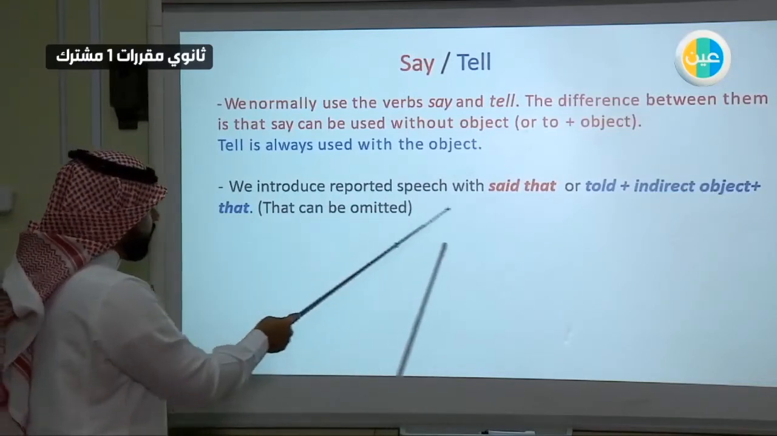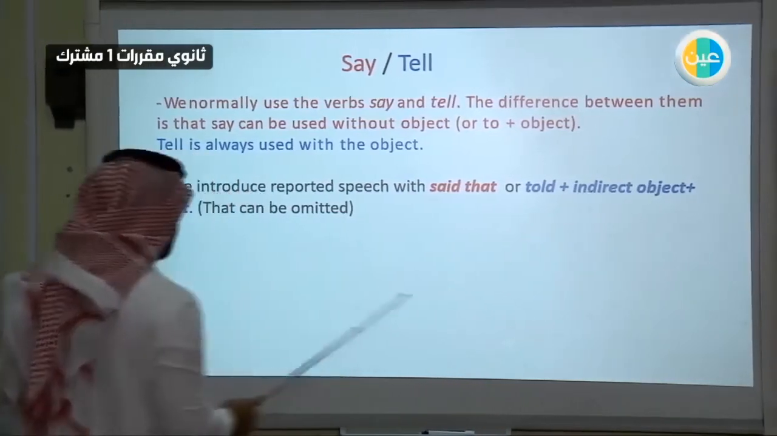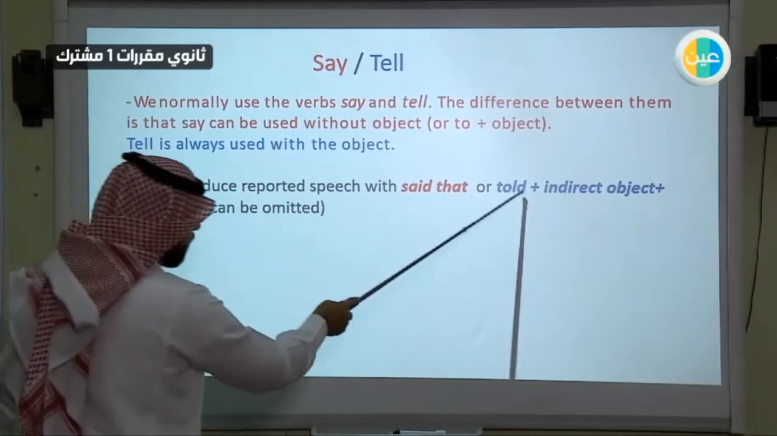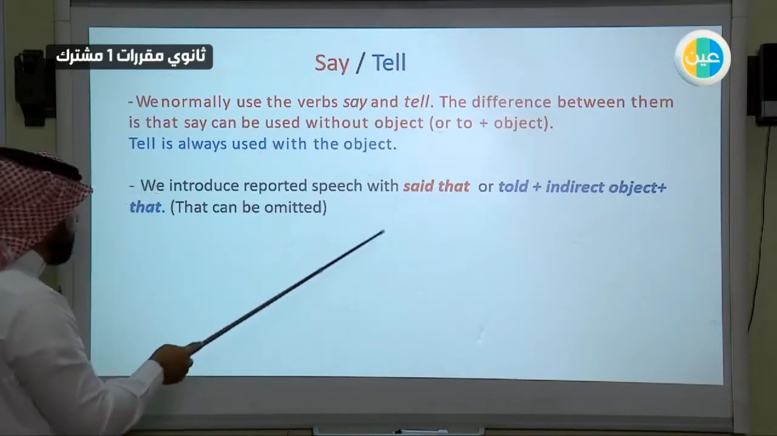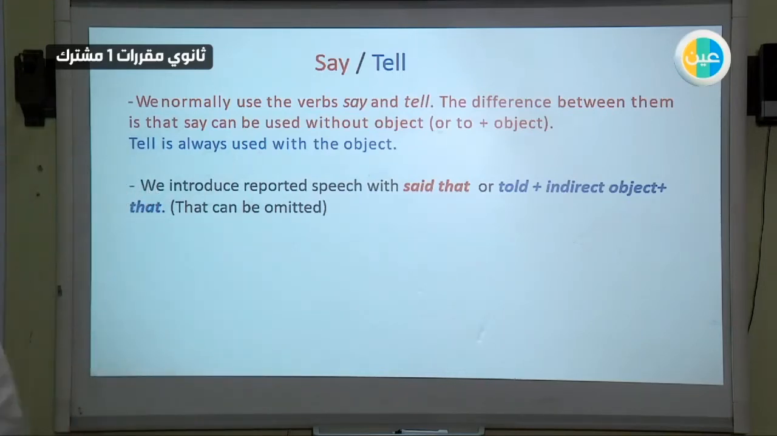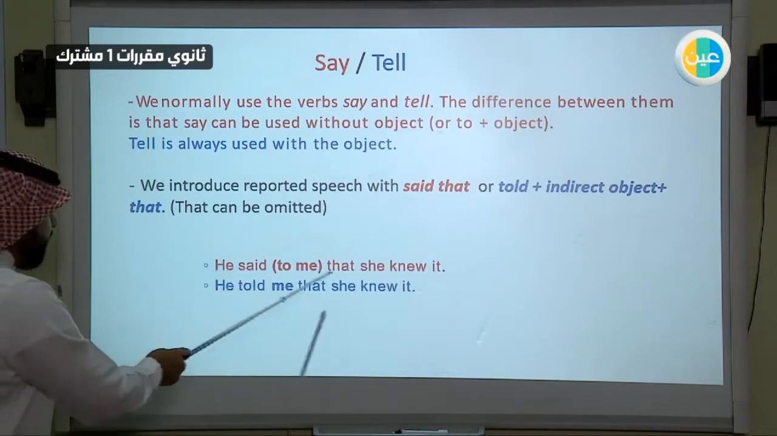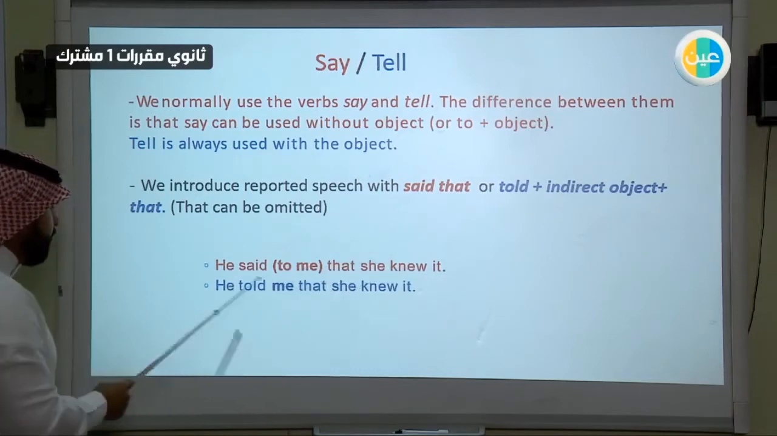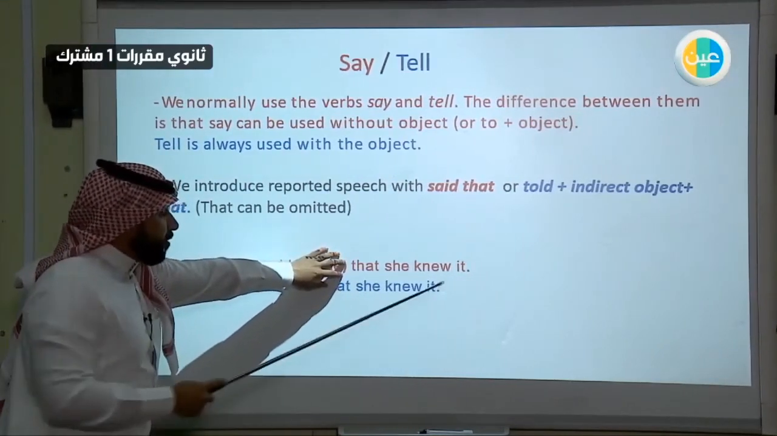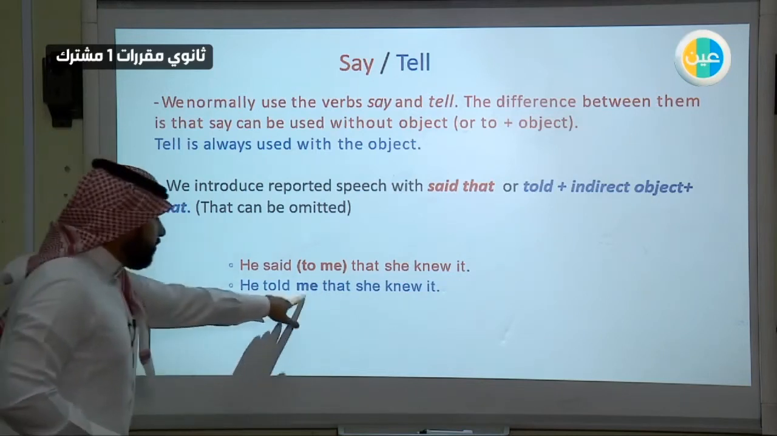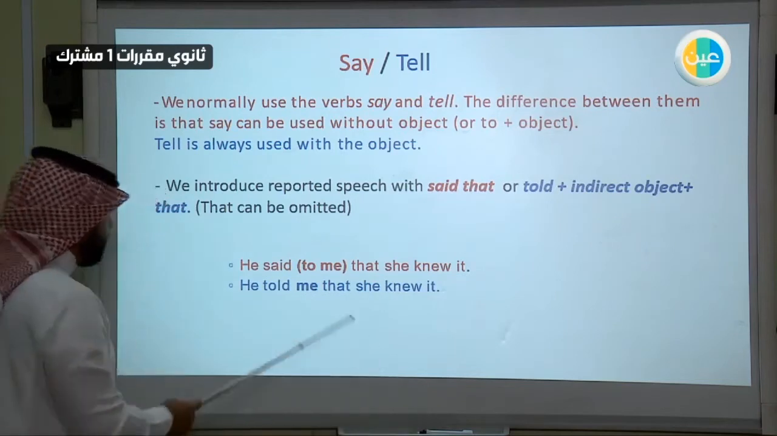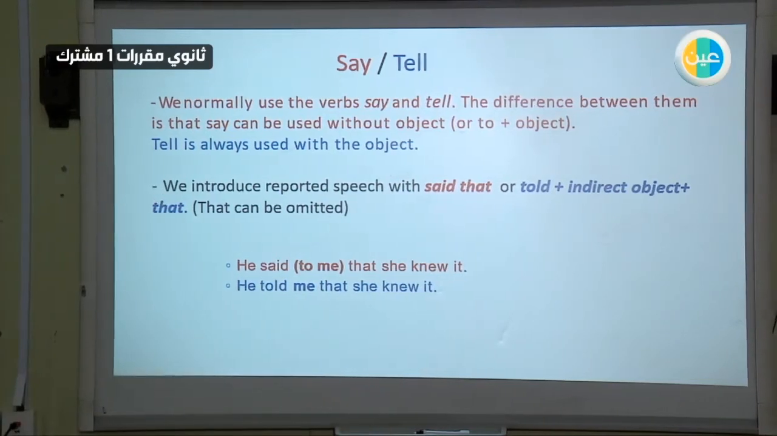We introduce reported speech with "said that", or "told" plus the indirect object; "that" can be omitted. So we can say "said that", and we can say just "said" without "that". Told is the same: we can say "told me that", or we can just say "told me" without "that". For example, "He said that she knew it." Here, if we don't use the object, it's correct. For the second one, when we use told, we have to use the object. Here, me is the object: "He told me that she knew it." This is just the difference between both of them.